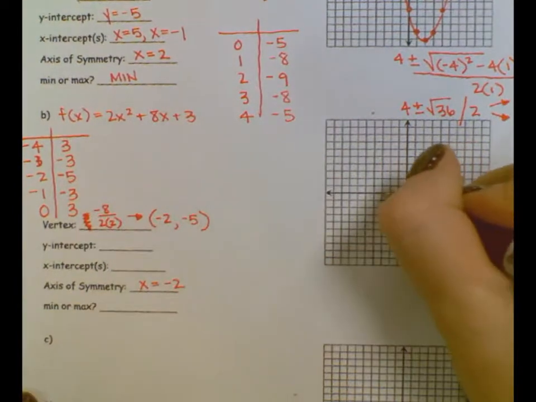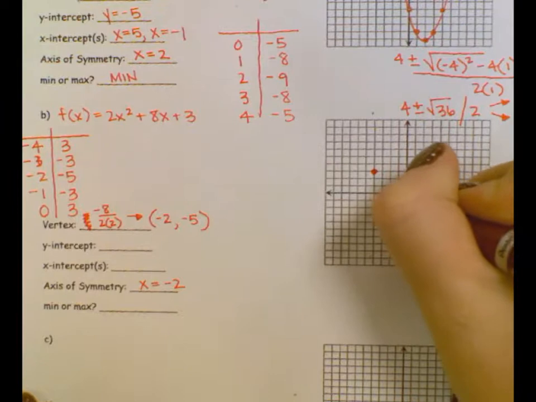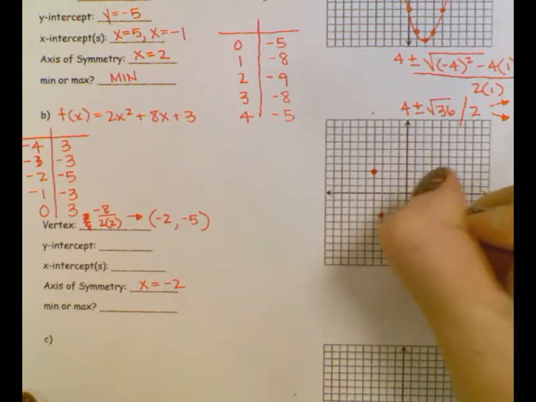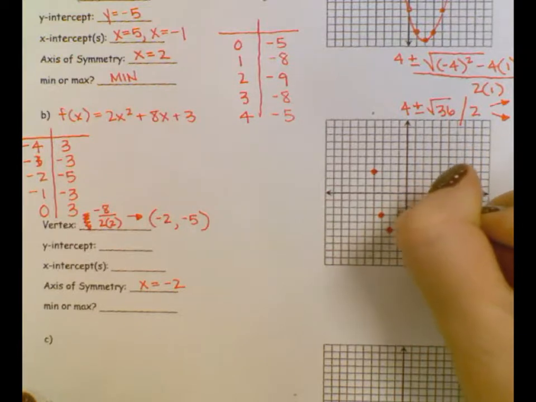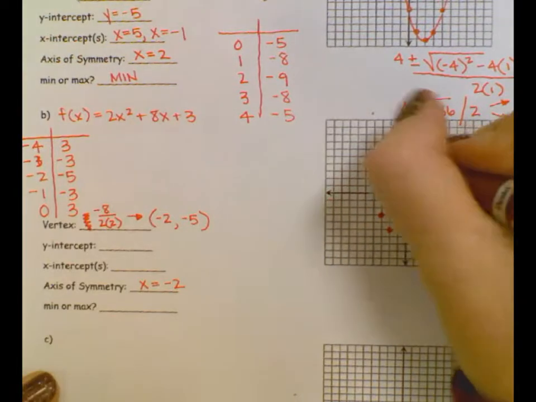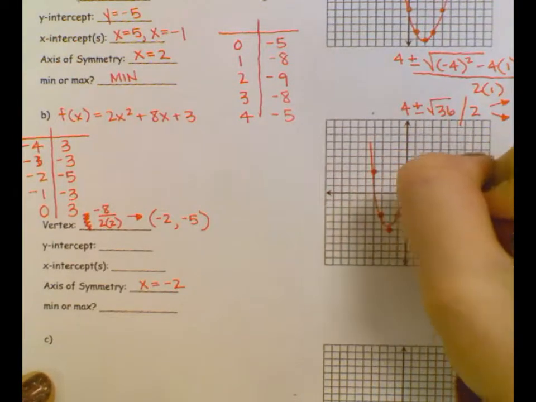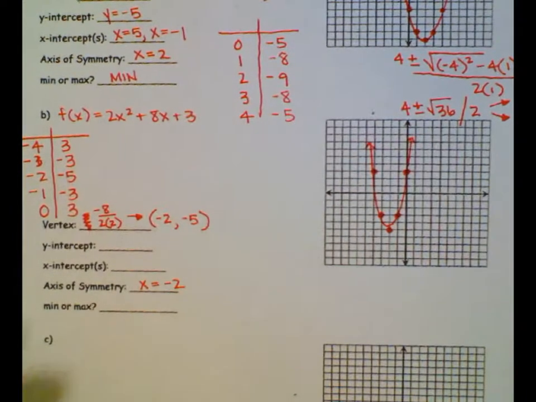Negative 4, 1, 2, 3, negative 3, and 2 and 3, 4, 5, negative 1 and 3, and 0 and 3. Ooh, totally missed my vertex down there. Oopsies. All right, now we can answer a bunch of questions really easily.